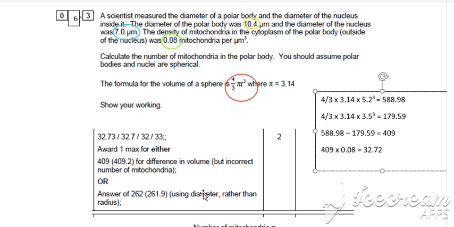They will allow 1 mark if you have worked it out correctly, but you've used the diameter rather than the radius. So if you haven't used 5.2, you've used 10.4 and you've used the 7 instead of 3.5, but you've worked it out correctly, they will allow 1 mark for this.